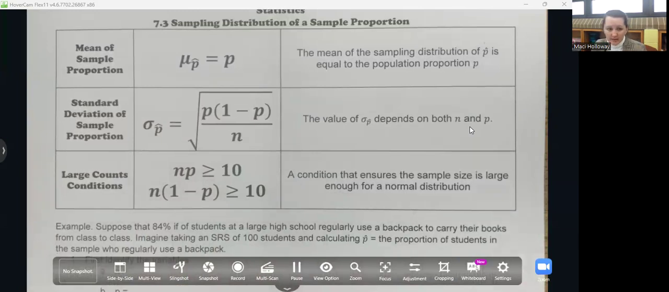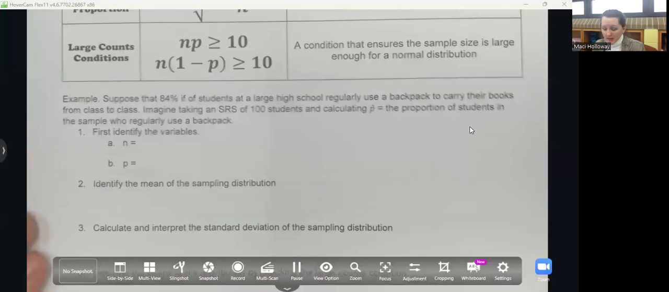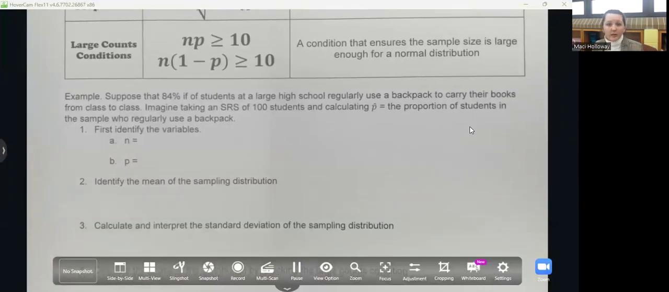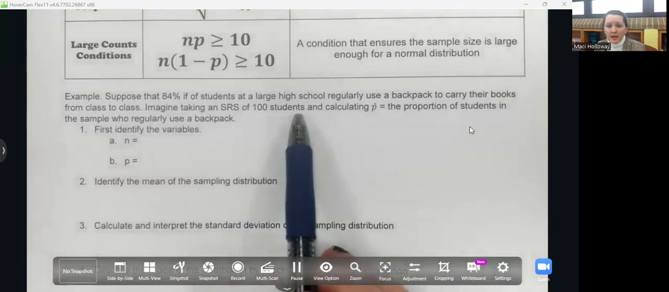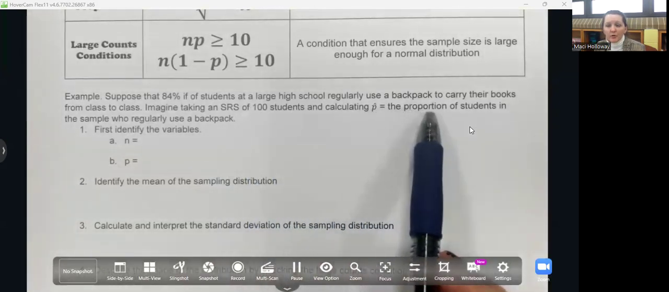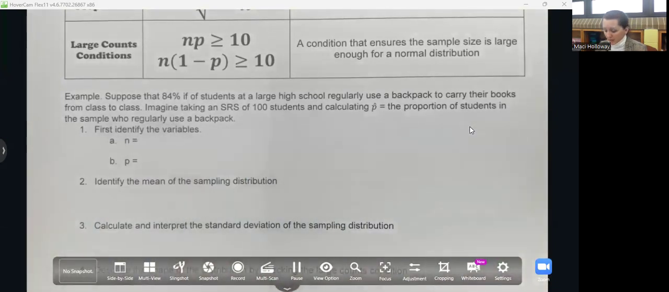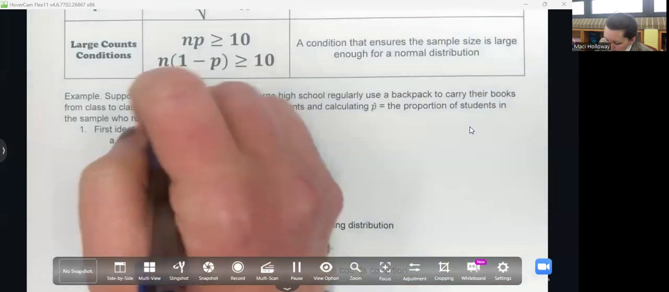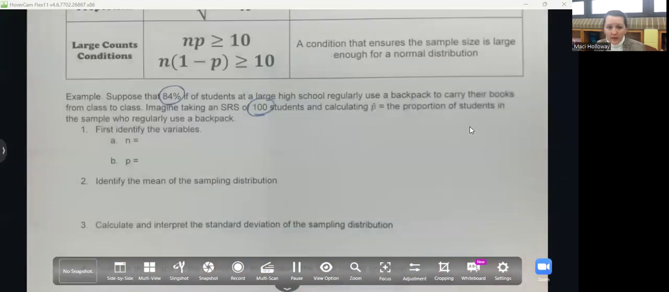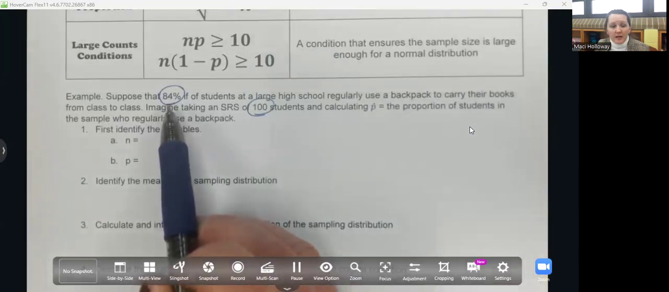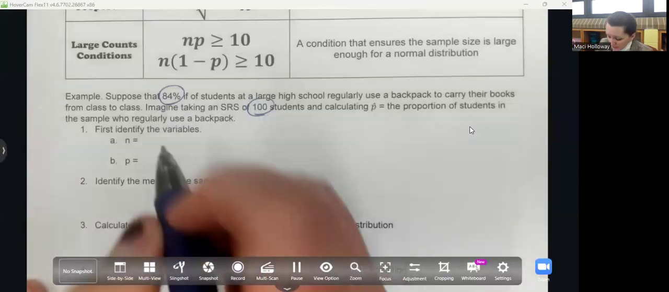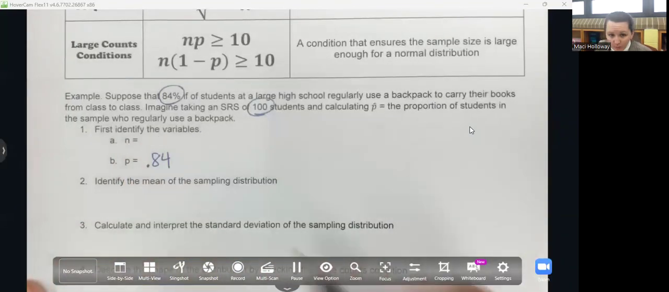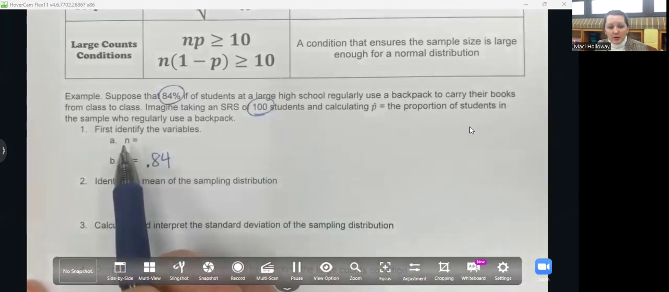All right, so let's try this. We have an example. Suppose that 84% of students at a large high school regularly use a backpack to carry their books from class to class. Imagine taking a simple random sample of 100 students and calculating p hat, the proportion of students in the sample who regularly use a backpack. So two important things here, 84% and our 100. This 84% tells us what our population proportion is. I'm not going to write it as 84%, I'm going to write it as a proportion, 0.84. And n represents our sample size.